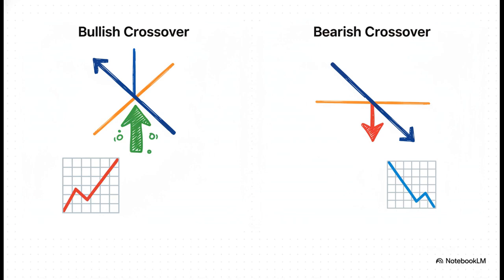It's just like it sounds. When the fast MACD line crosses up and over the slower signal line, that's considered a bullish signal. It suggests that momentum is shifting to the upside. And you guessed it, when the MACD line crosses down below the signal line, that's a bearish signal, a sign that downward momentum is taking over.